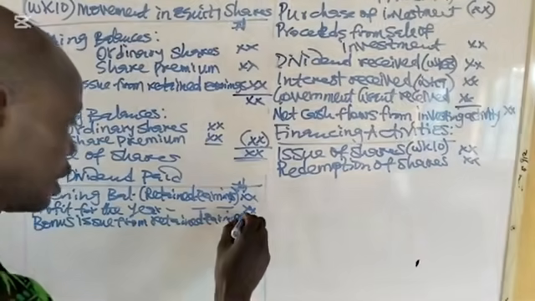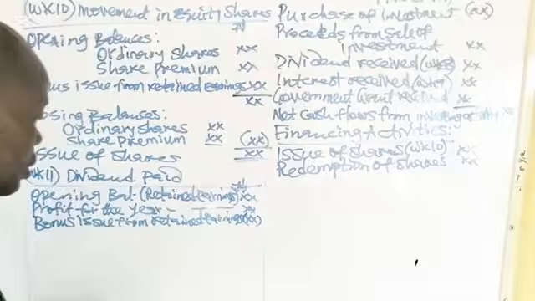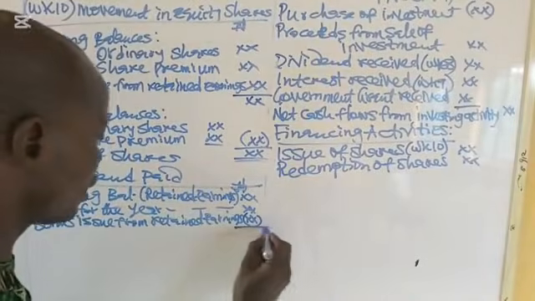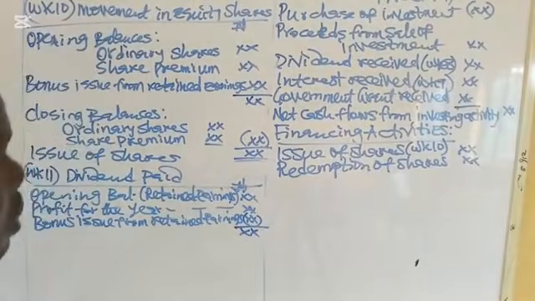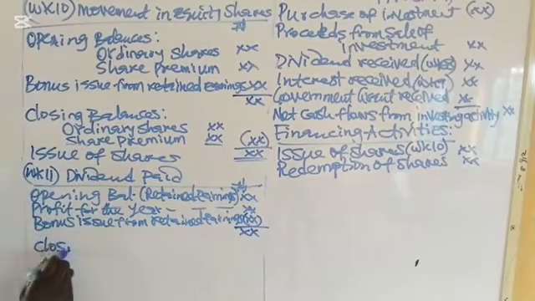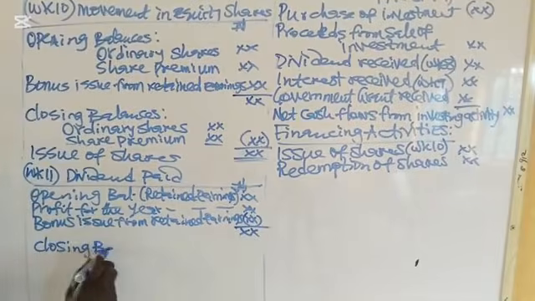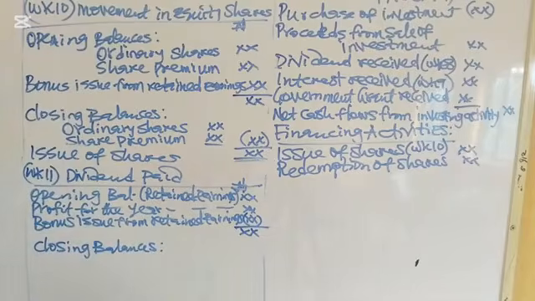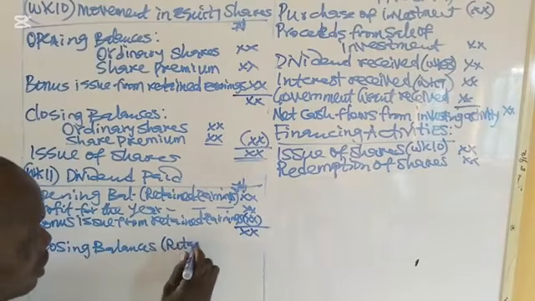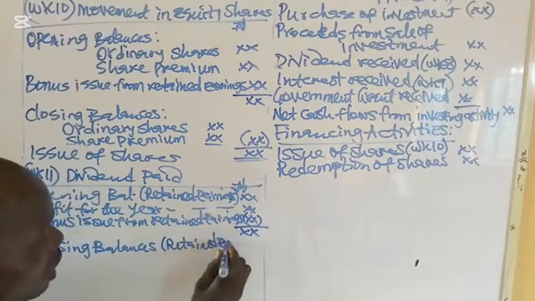Bonus issue from retained earnings. So after this, you have closing balances in respect of retained earnings.